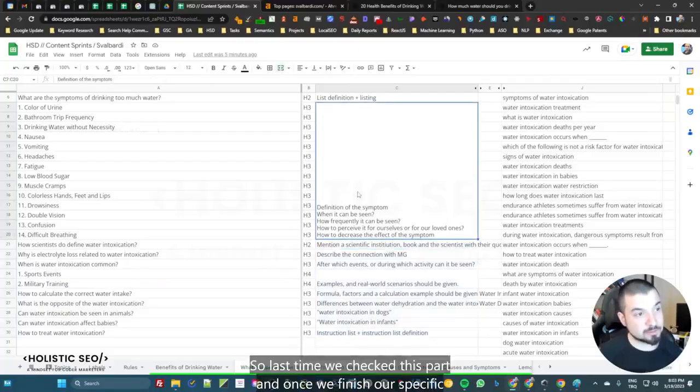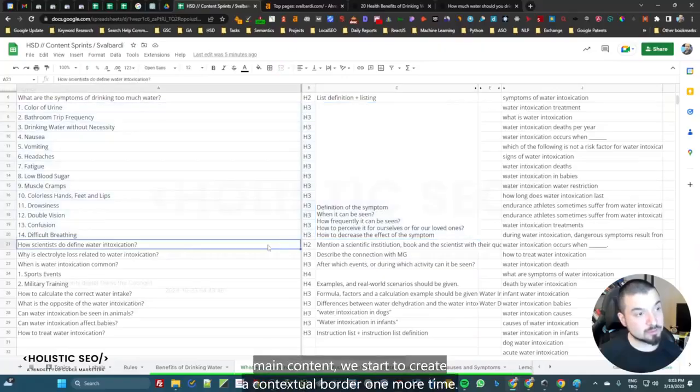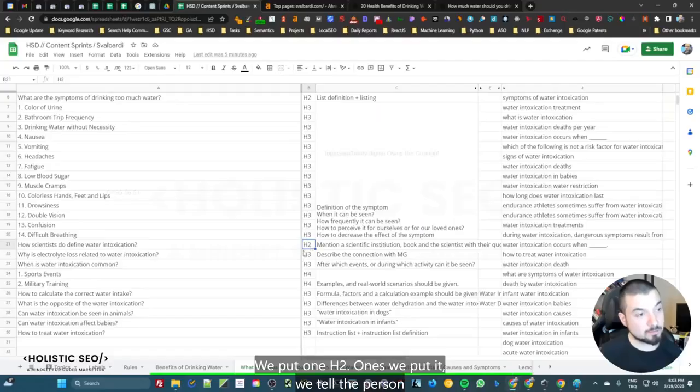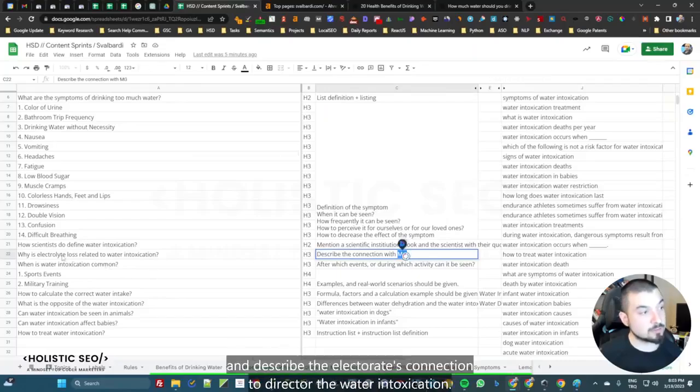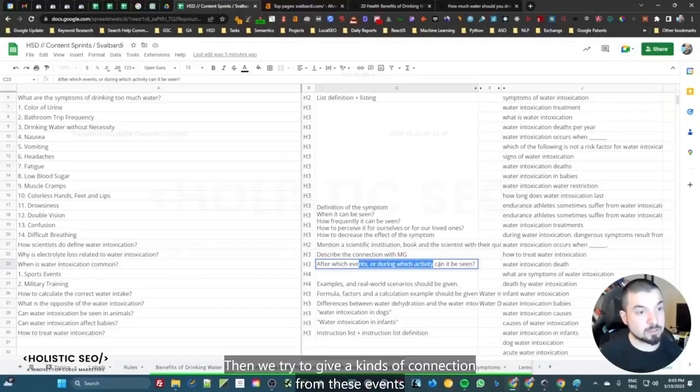So last time we checked this part, and once we finish our specific main content, we start to create a contextual border one more time. We put one H2. Once we put it, we tell the person to give all the books or the scientists with their quotes and etc. Then again, one more time, we tell the person to use the milligrams and describe the electrolytes connection to direct the water intoxication. Then we try to give a kind of connection from these events.